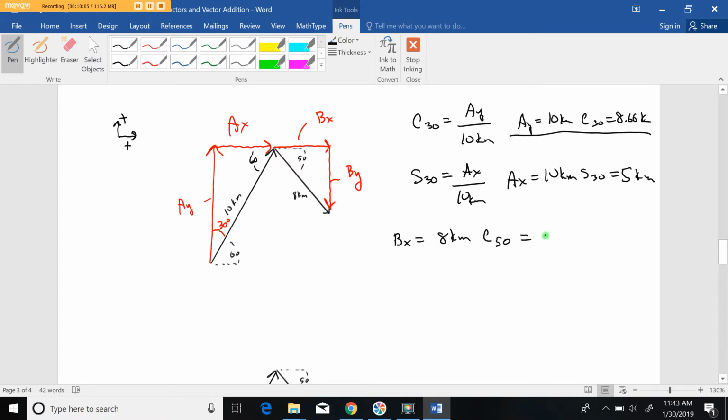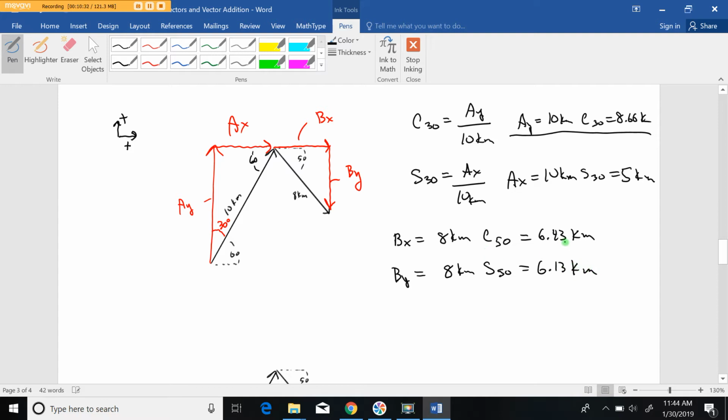6.43 kilometers. I'll go ahead and carry 3 sig figs. All right. Similarly, we can find BY. Since it's opposite the 50 degrees, it's going to equal 8 kilometers times the sine of 50 degrees. Give me a moment here. I get 6.13 kilometers.